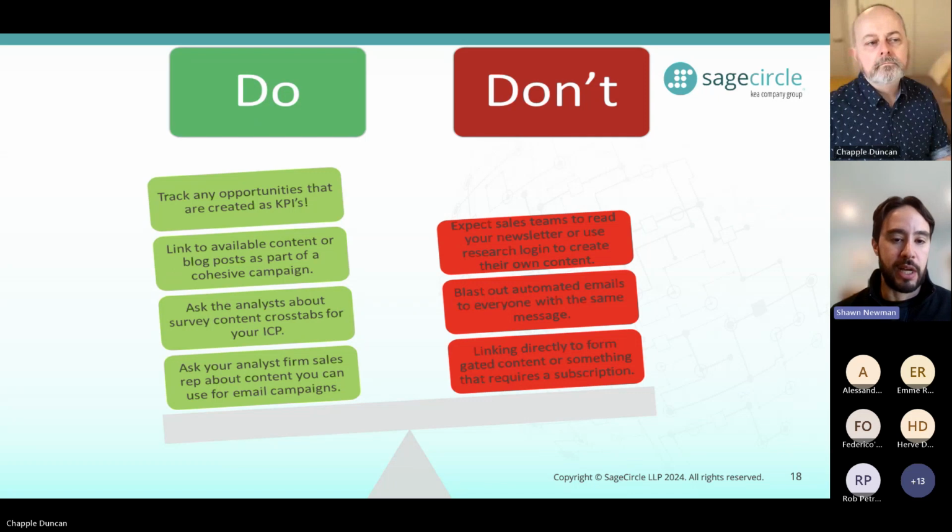Ask analysts about survey content crosstabs for your ideal customer profile. When these analyst firms are doing surveys, they're asking questions like, what's your industry? What's your role? Where is your company headquartered? A lot of the time, behind that kind of top level data, they can provide you with very specific data cuts. For example, at 451, that was included as part of the subscription. At IDC, there was a nominal fee. It was pretty small to do something like that. It's just a couple of hours work.